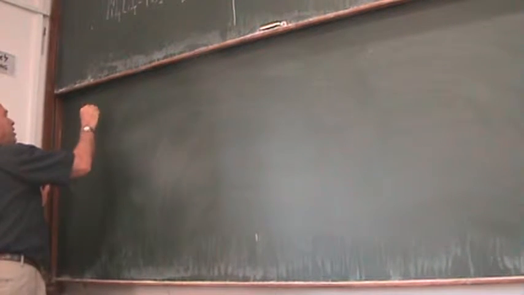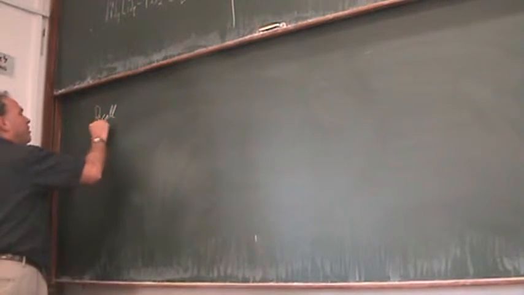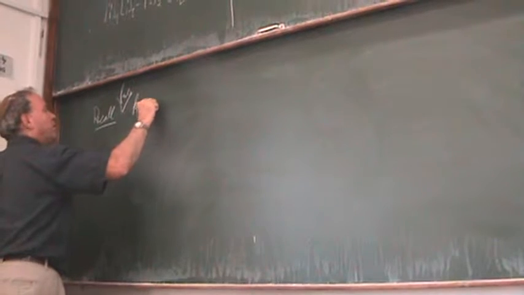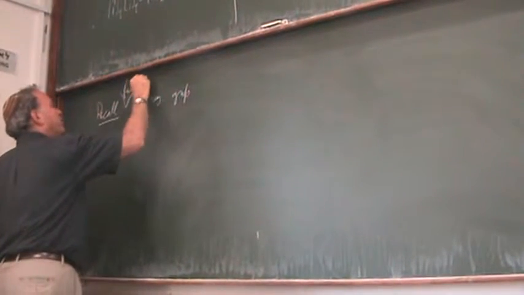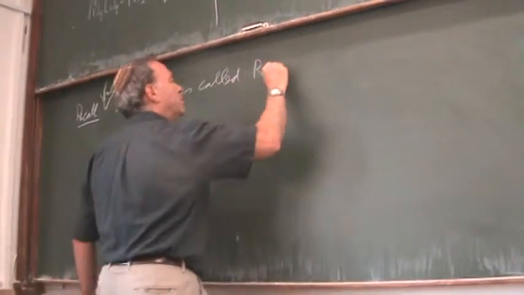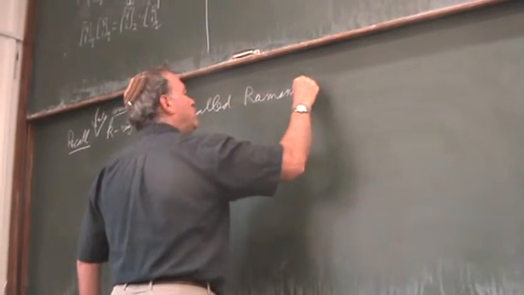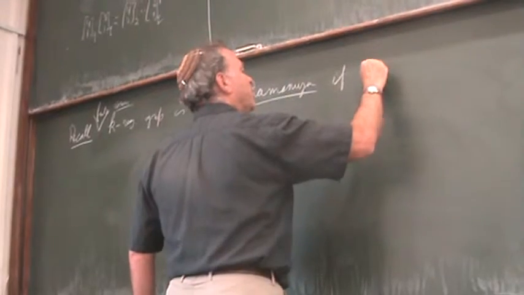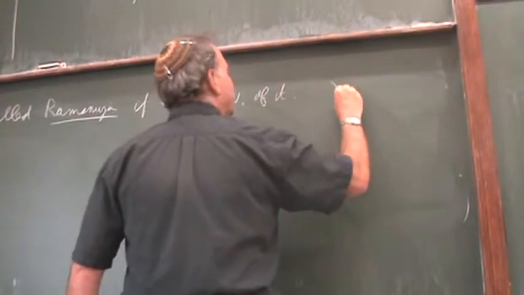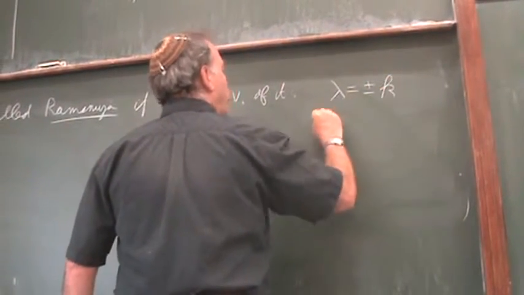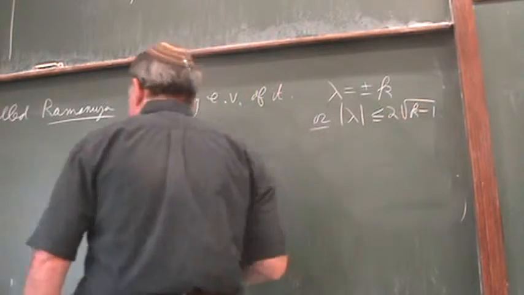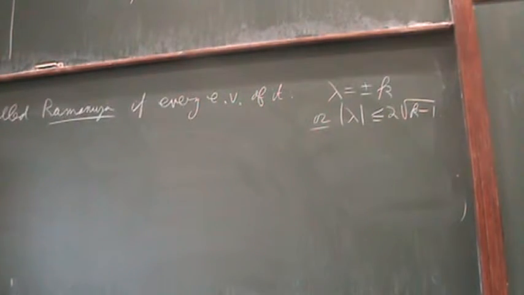So let me explain. Recall that a finite connected k-regular graph is called Ramanujan if every eigenvalue of it, I always mean of its adjacency matrix, satisfies lambda equals plus or minus k, or lambda is at most 2 square root of k minus 1 in absolute value. Where does this number 2 square root of k minus 1 come from?